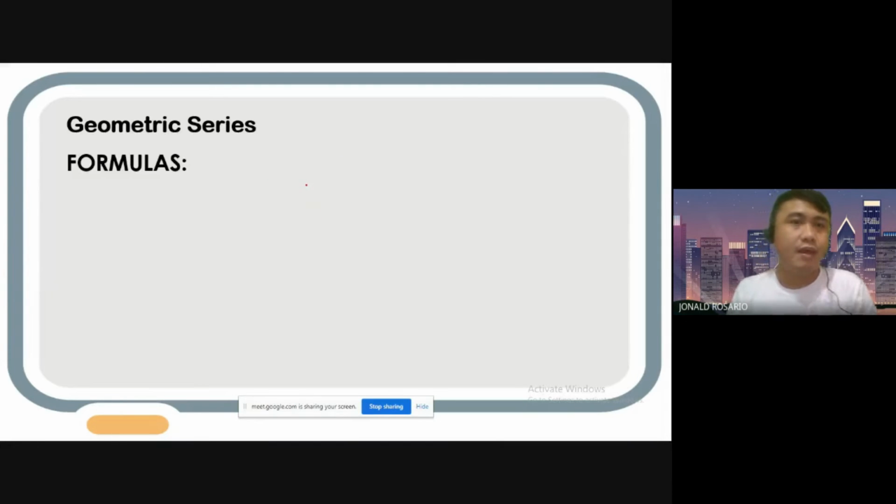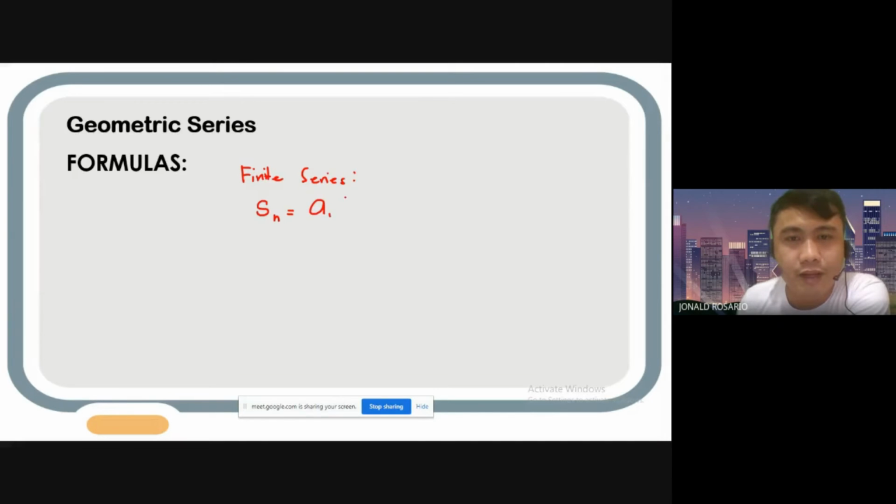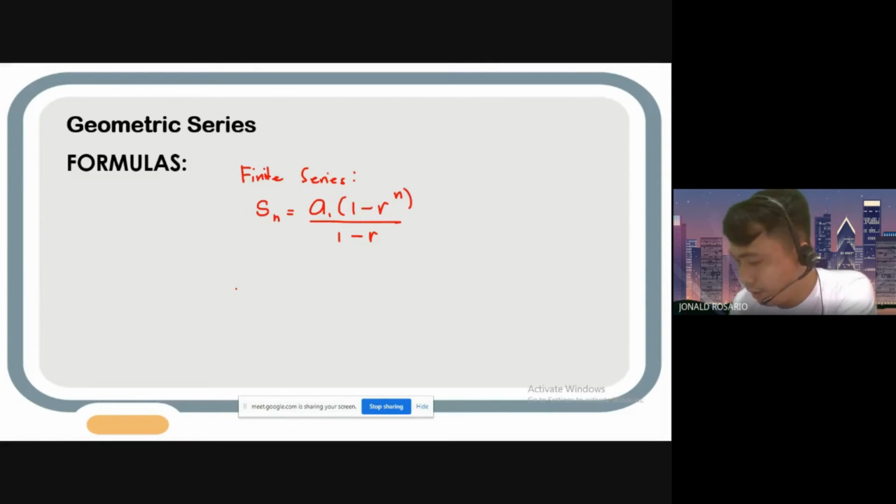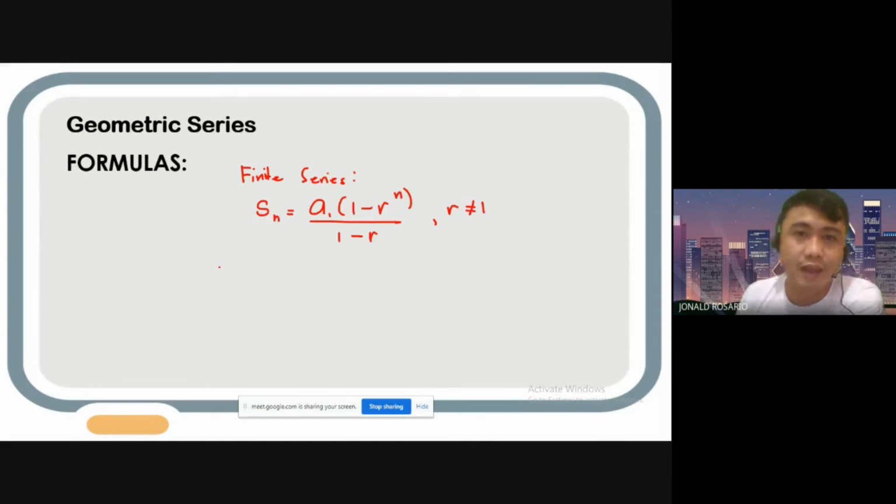Next, how about for geometric series? So meron tayong dalawang formulas. The first one for finite geometric series. Ang formula natin for that, S sub n is equal to a sub 1 times 1 minus r raised to n over 1 minus r. I think the formula is correct. Wherein our r is not equal to 1. And that's finite series.